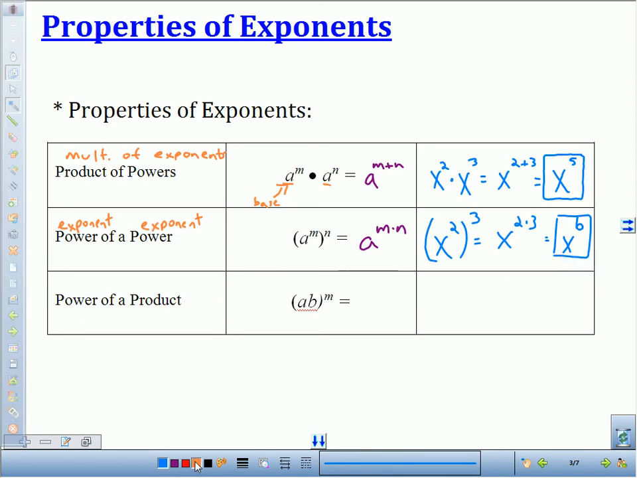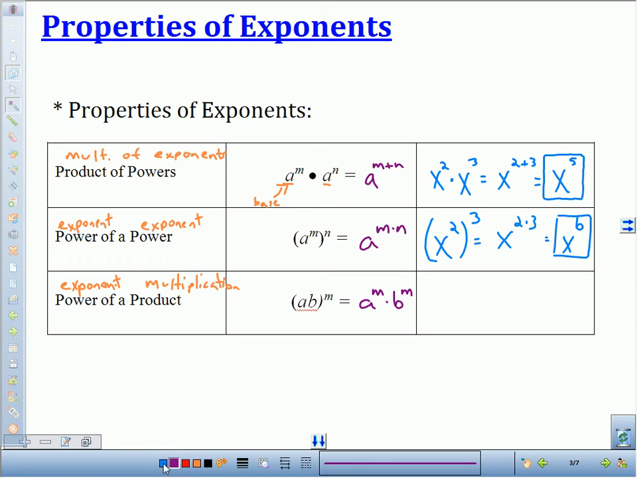Now the next property, the power of a product, is when we have an exponent of multiplication, because product, remember, is multiplication. So if I have the exponent of multiplication, or if I had a times b to the mth power, what that would look like would be a to the m times b to the m. So both of my individual terms got raised to the mth power.